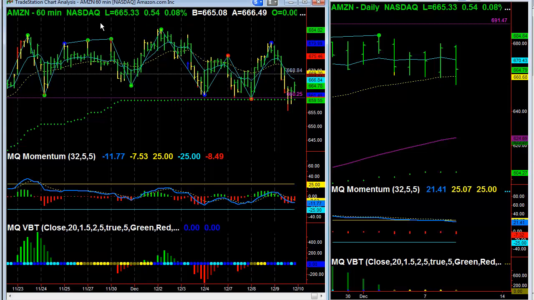So just looking at Amazon the other day on the 60-minute chart, and from the standpoint of how we write credit spreads, I saw a lot of interesting examples of how to look at the charts in a way that you can determine these are good areas to sell credit spreads.